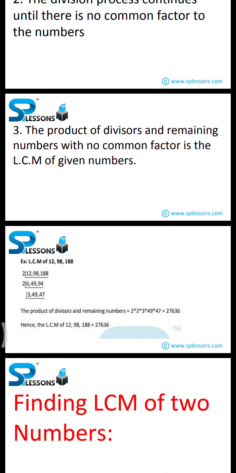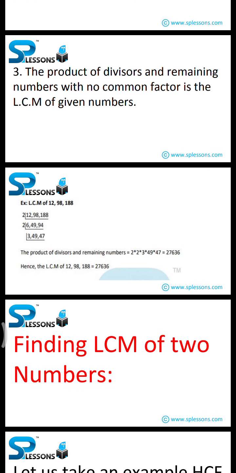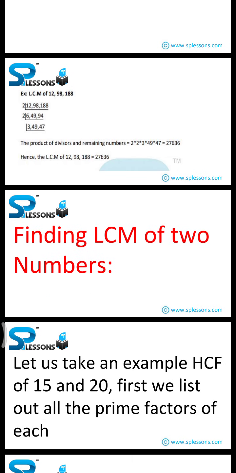Example, how to find out LCM of 12, 98, 188. The product of divisors and remaining numbers are 2 × 2 × 3 × 49 × 47. This is similar to a division. Hence the LCM of 12, 98 and 188 equals 27,636.